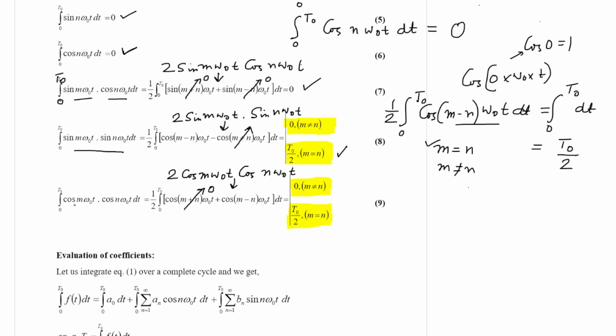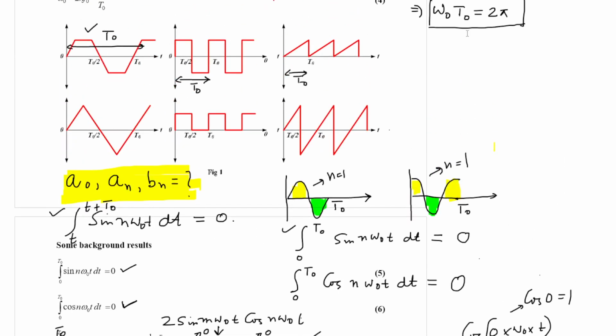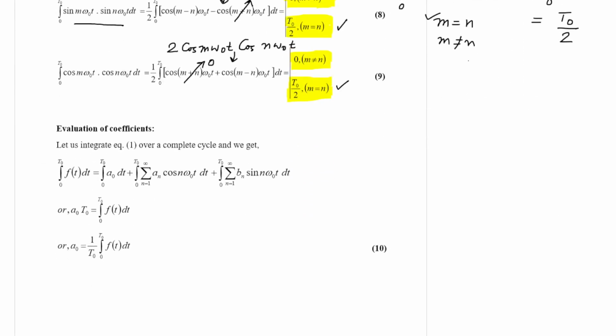And lastly, if we take the product of two cosines and integrate it from 0 to T0, then for m equal to n it will give a result of T0 by 2. Other than that, it will give you 0. So we require these 5 background results to evaluate the coefficients A0, An and Bn. With these background results, let us first try to evaluate A0. This is actually the Fourier series expansion.